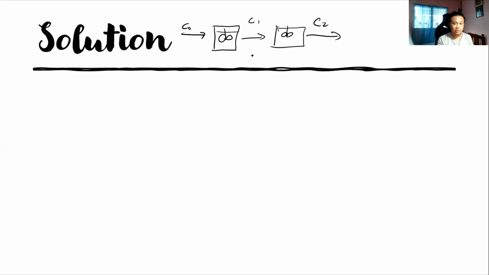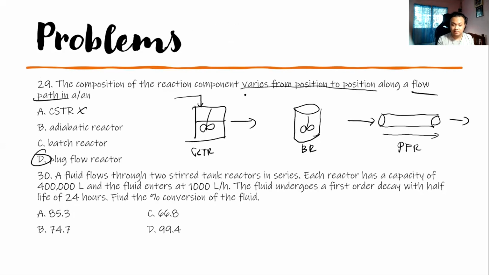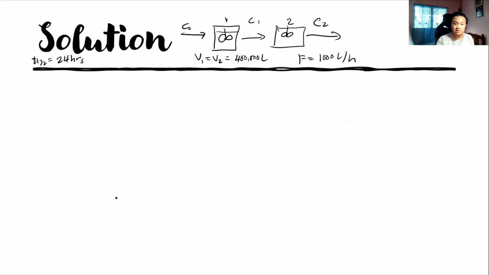So we have V1 and then V2. This is 1, this is 2. We have that 400,000 liters, and then we have the flow rate of 1,000 liters per hour. We are given the half-life, 24 hours, so it decays with a half-life of 24 hours. And then we are asked to find the percent conversion.